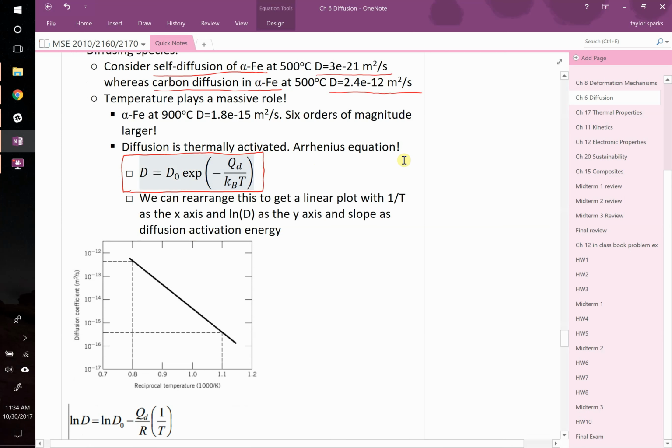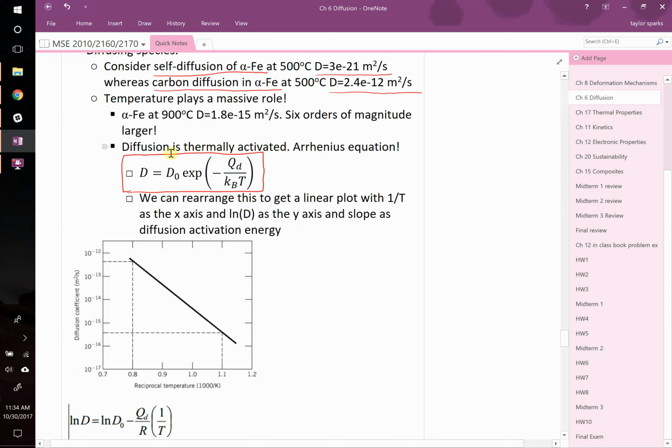So that's your diffusion coefficient. It should depend on temperature. And again, just as before, we could make this nonlinear expression look linear, right? If we took the natural log of both sides, we'd get ln D equals ln D0 minus Qd over R multiplied by 1 over T.